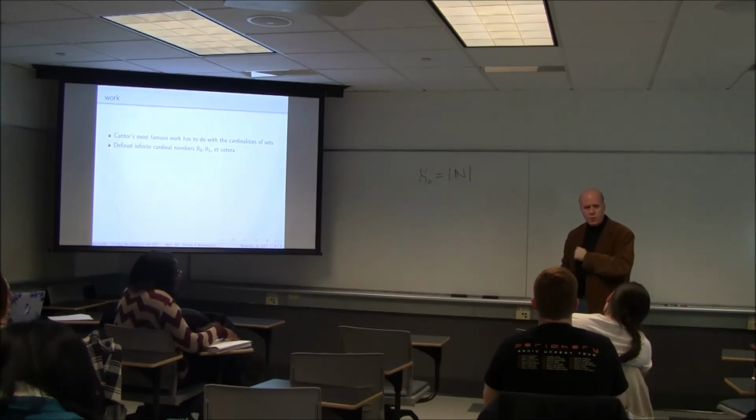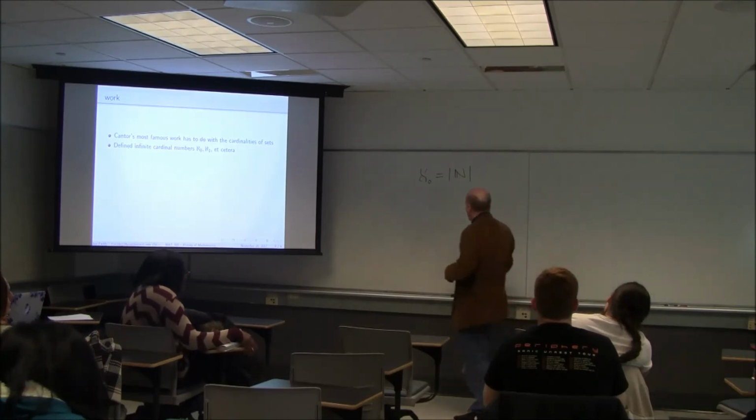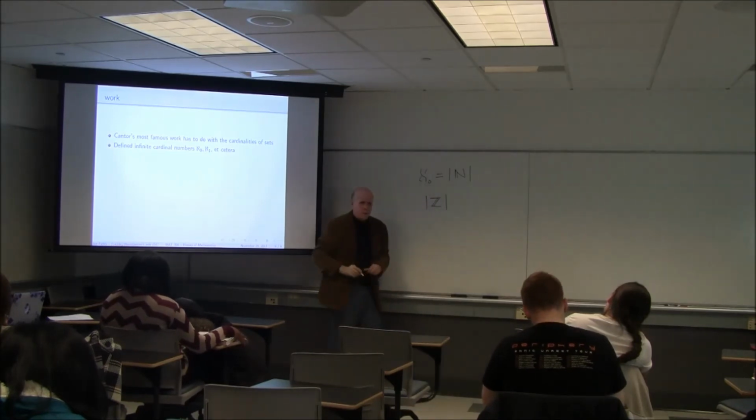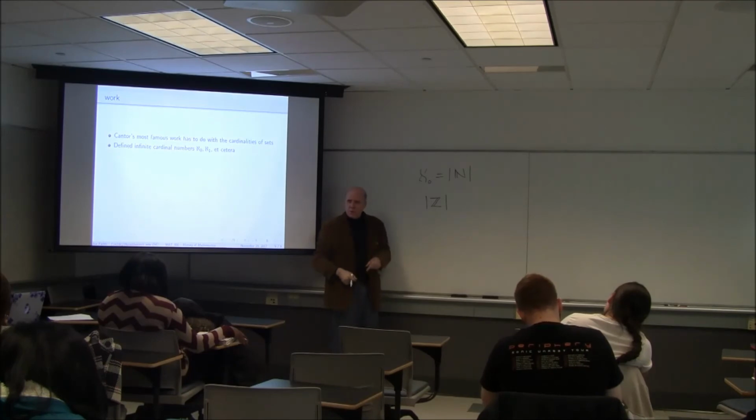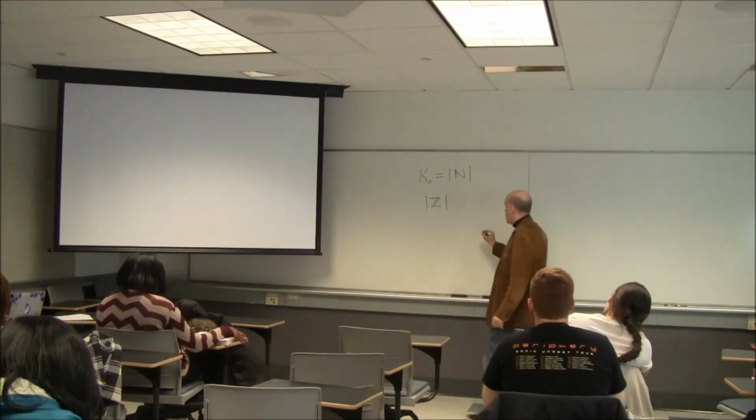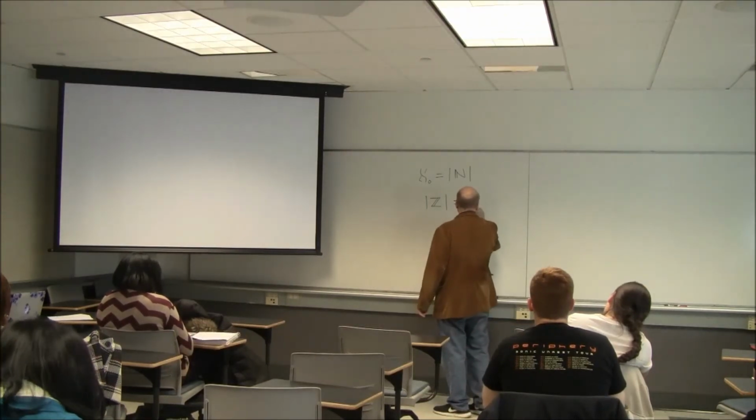Asana, you mentioned the integers. What do you think the cardinality of the integers is? You use the absolute values around a set to mean how many things are in it, right? It's twice as big as the whole numbers. It's twice as big as the whole numbers, so this is 2 times Aleph naught.